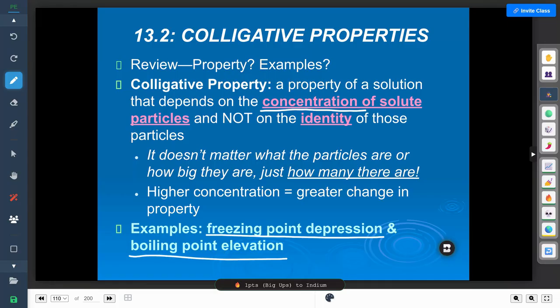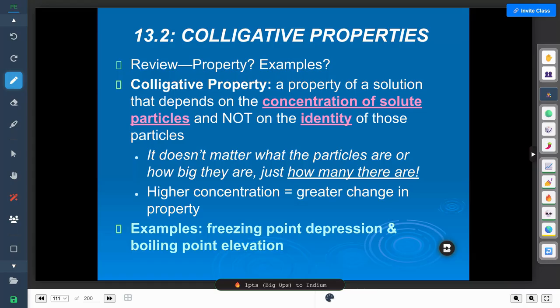Now, once you get to a certain point where you've added so many particles, it eventually nullifies and you don't have any greater effect once you've maximized your number of particles that are kind of getting in the way. But it does increase pretty directly as you start this process. Any question on colligative properties?